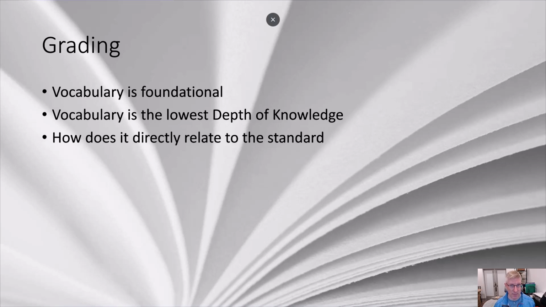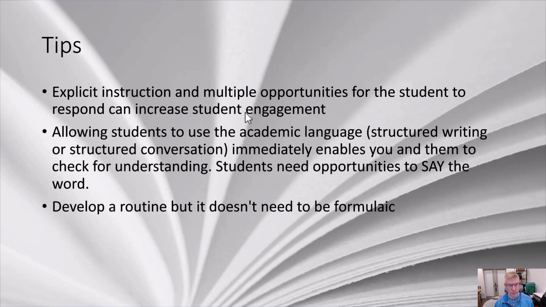So what are some tips? Our first tip is explicit instruction and multiple opportunities for students to respond can increase student engagement. The sentence stems, structured conversations, the use of strong vocabulary, this improves student engagement. When we do things like annotate the learning objectives, it increases engagement because the students understand what am I learning? How will I demonstrate my learning? It's providing a roadmap for it.